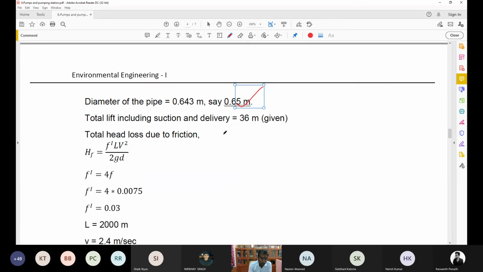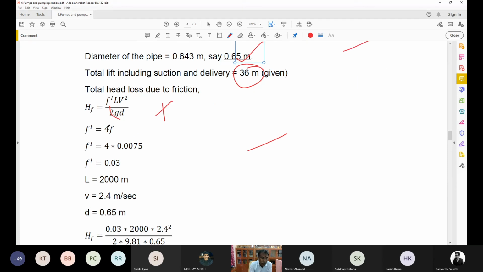Okay, so the total lift is already given as 36 meter. That's the level difference between the intake as well as your pump. It has also been mentioned as 36 meter. You have to add friction head. So now the F dash value is given. Please make a note of that difference. If F is given, you can use it directly, but here the F dash value is given, and F dash is equal to 4 times F. You can remember. Anyway, probably you would have also studied this in fluid mechanics.